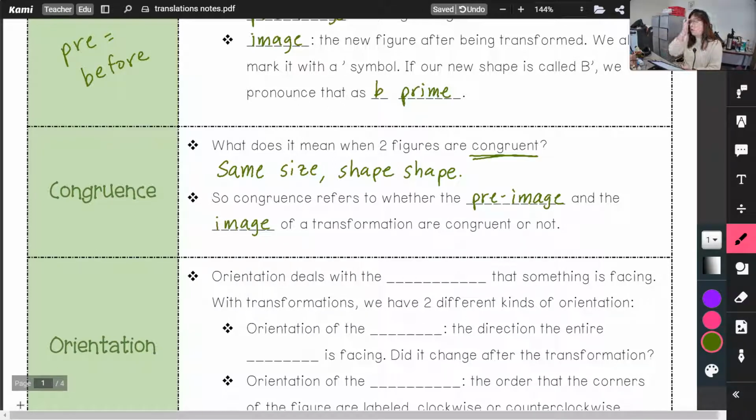Okay, and so congruence is the noun, and congruent is an adjective. So there's two different ways to ask the same question. You could ask, okay, are the pre-image and the image congruent to each other? Or you could ask, okay, when we changed the pre-image into the image, did it preserve congruence? Okay, both of those sentences mean the same thing. It's just a different way of asking. Okay, so congruence with the CE is the noun, whereas congruent is an adjective. Two things are congruent, or two things have congruence with each other.